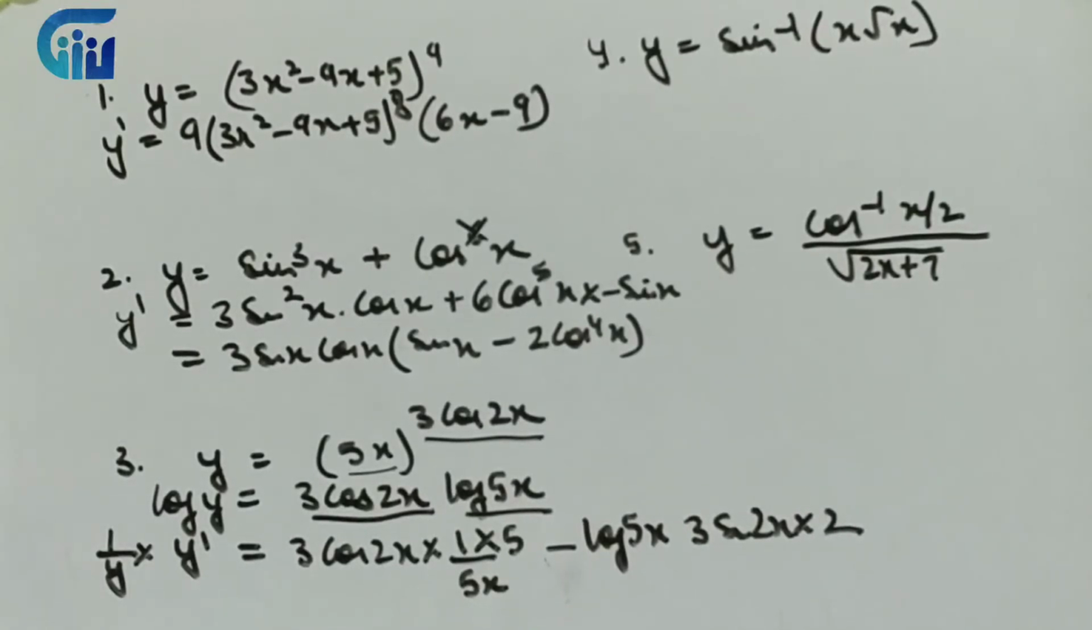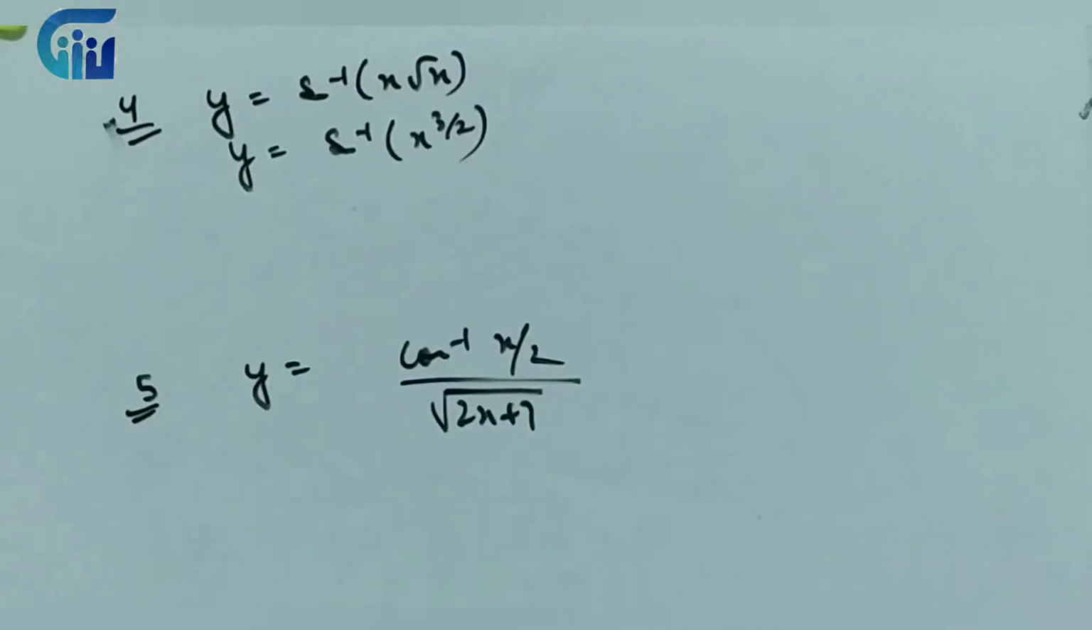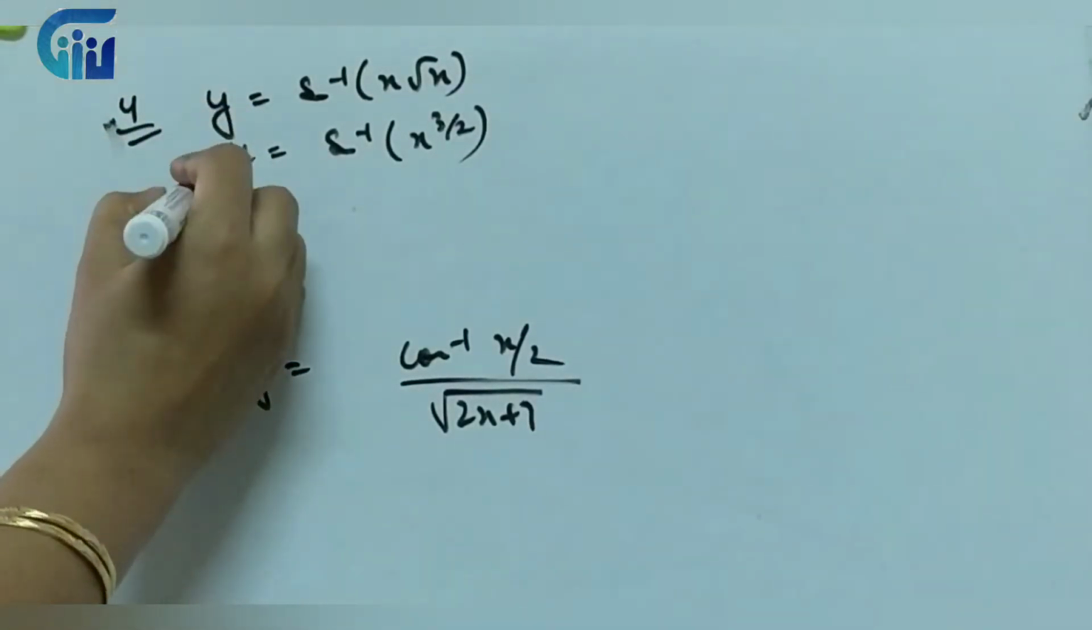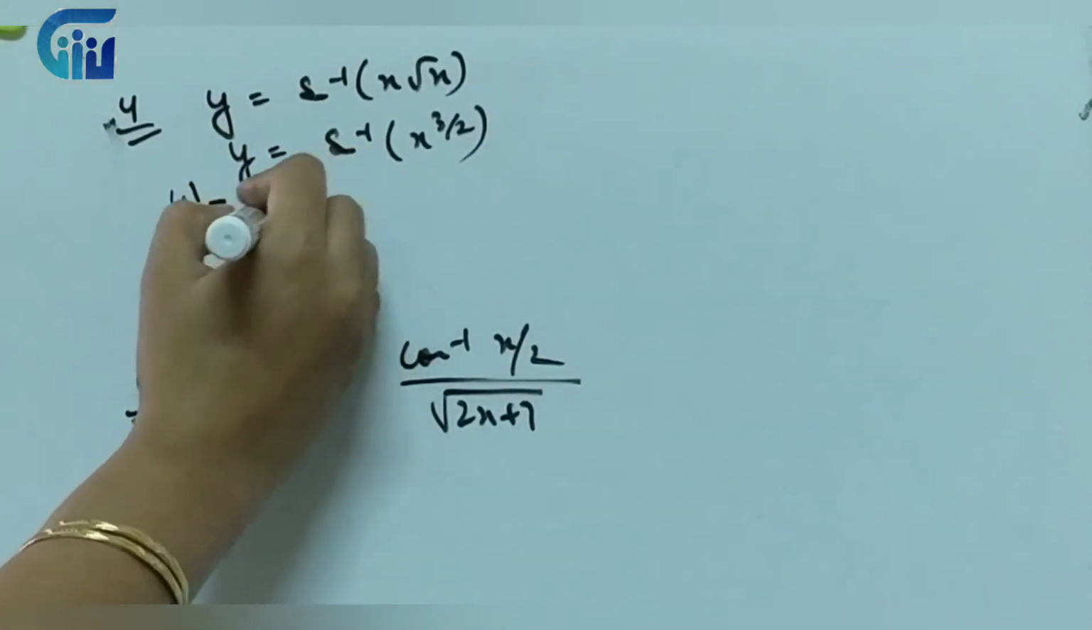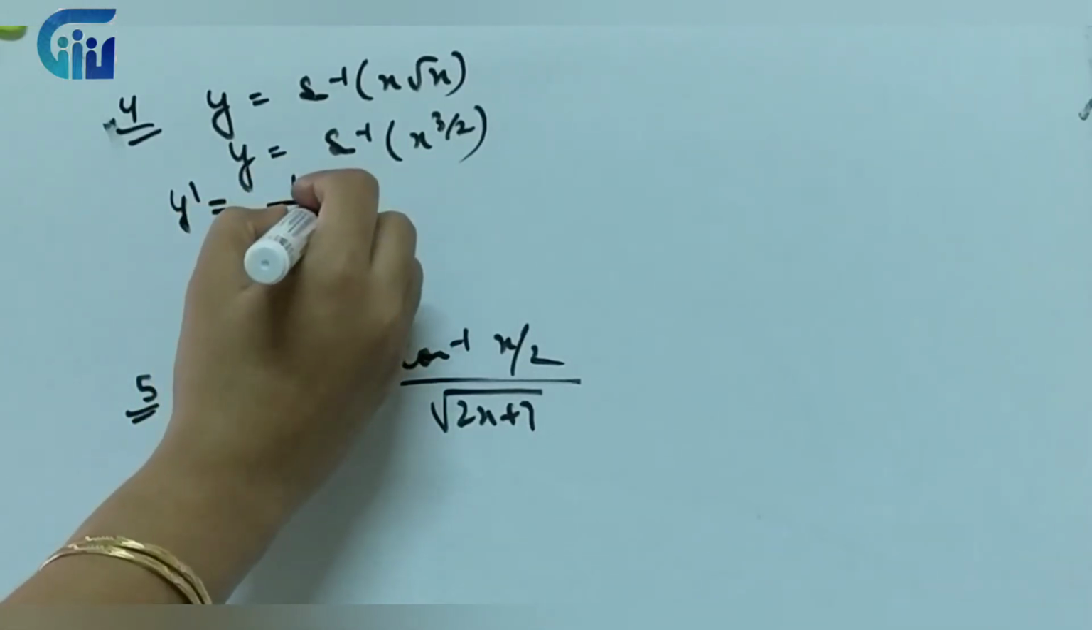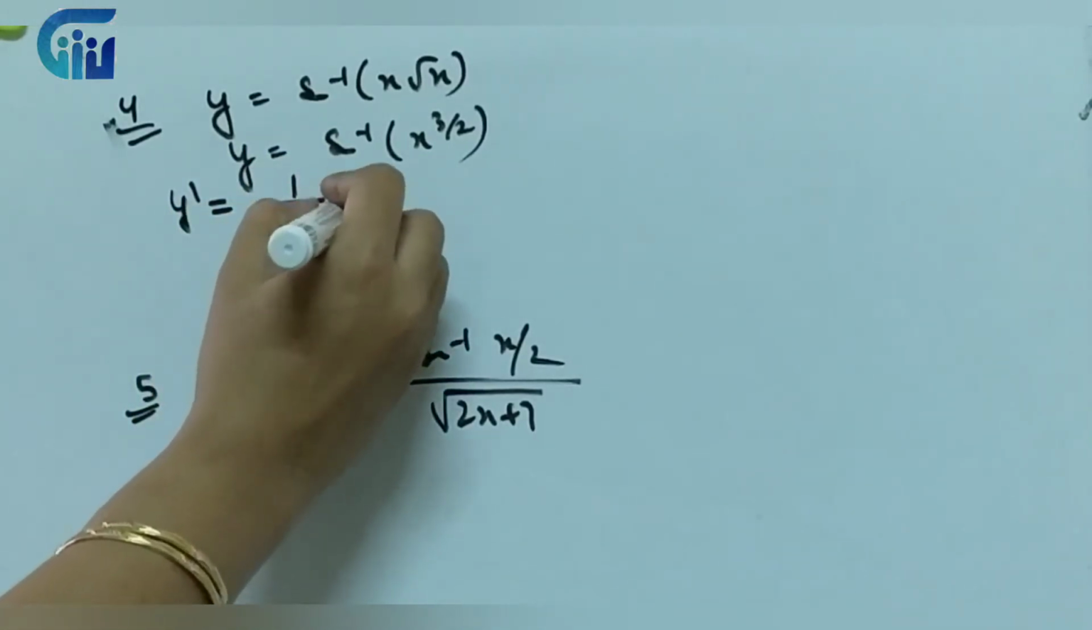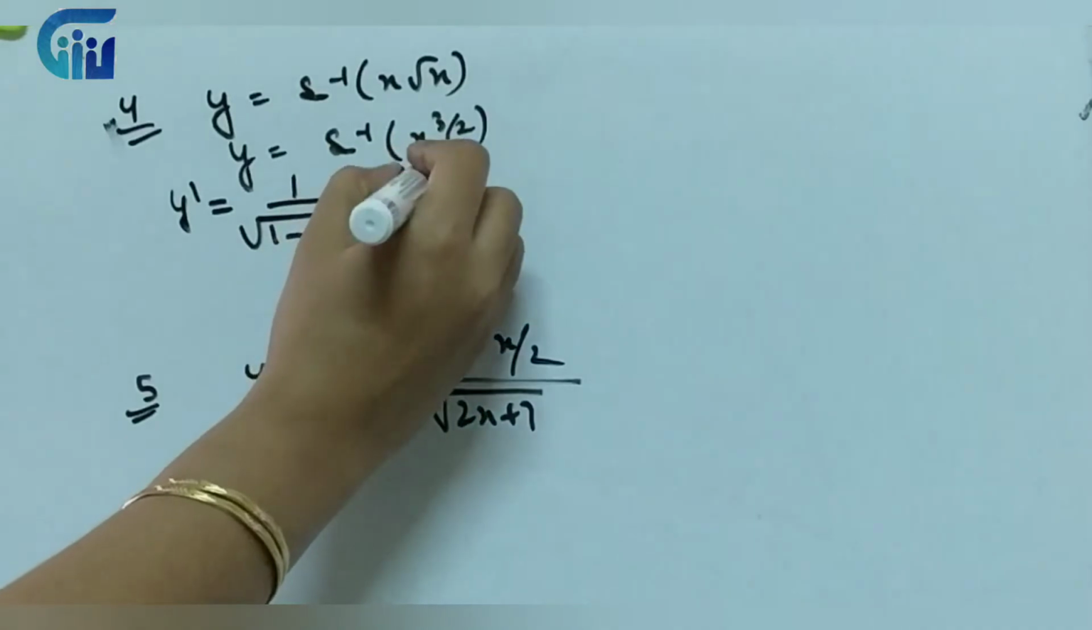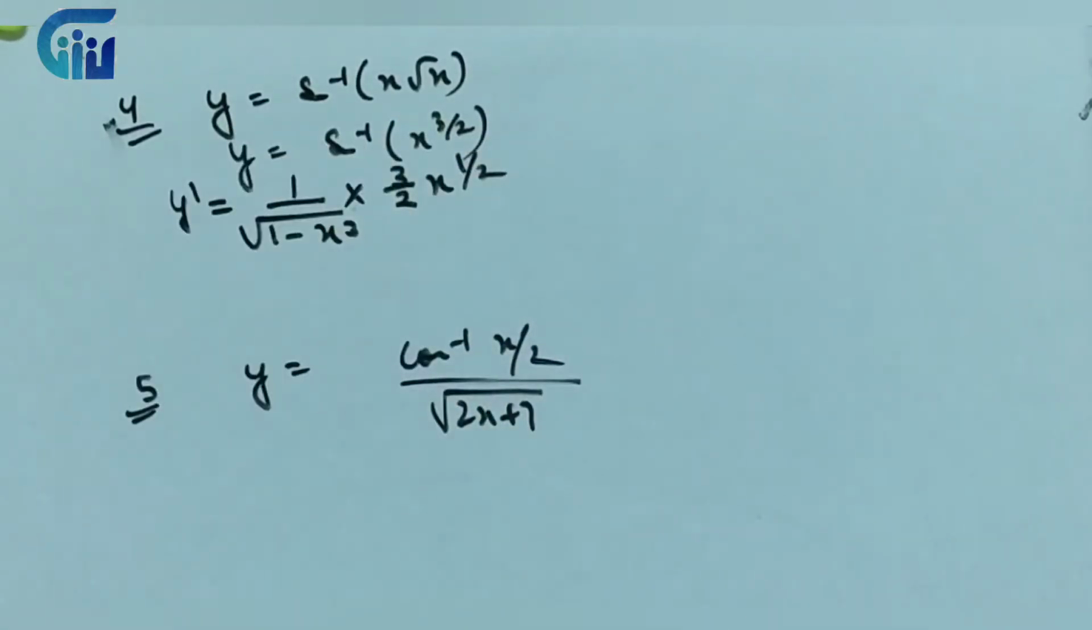Moving on to question number 4. It is written sine inverse of x root x. So y is equal to sine inverse of x root x. This can be written as x to the power 3 by 2. So now if I differentiate by using the formula of sine inverse, 1 minus x squared. So it will be x cube, and then by chain rule the derivative of this will be this.